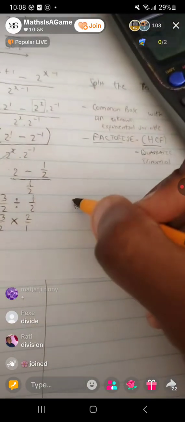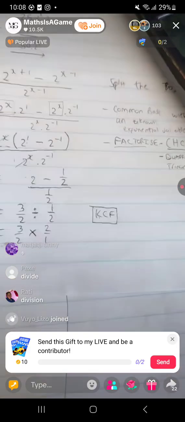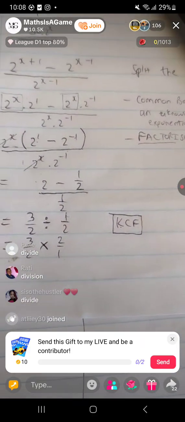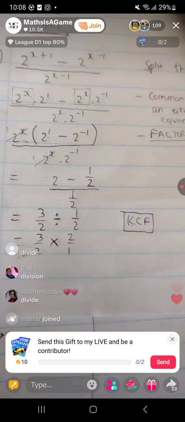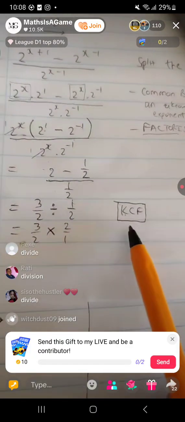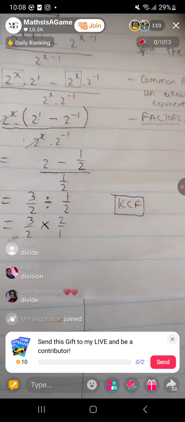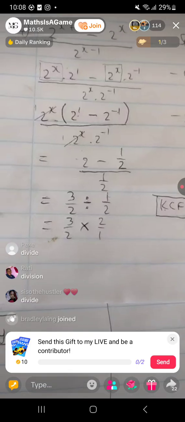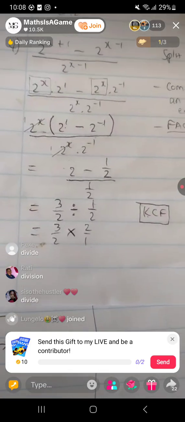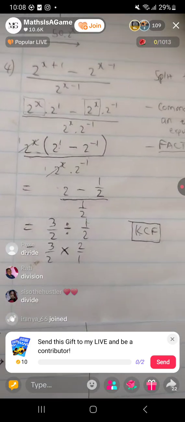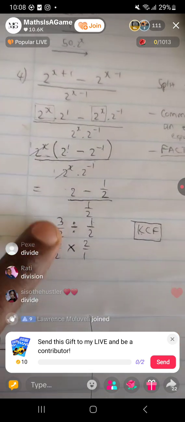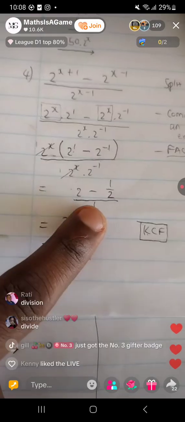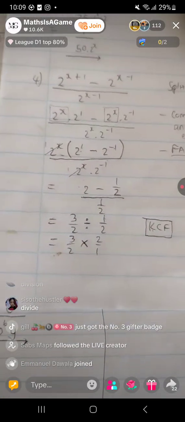I learned this in the live. Learners taught me this whilst I was teaching a live lesson. That's why I'm saying learners are beautiful. Learners are powerful, I promise you. Don't mess around with learners. I did not know this thing. KCF. I was like, what are these people? Why are they bringing KFC into the live? And then I asked, KCF what? No, you keep 3 over 2 as it is. You change divide to multiply, and then you flip the fraction. It's like, learners.